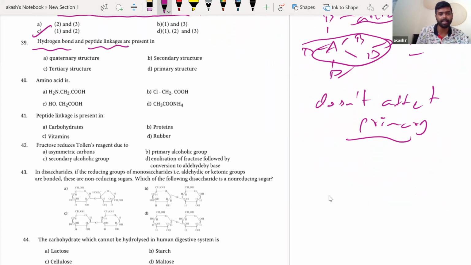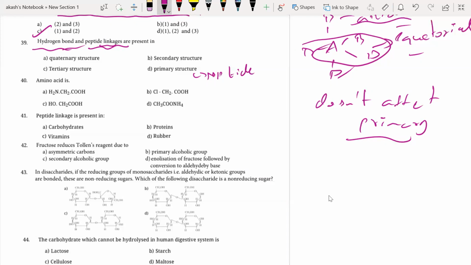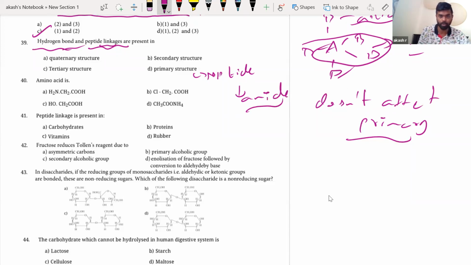Next. Hydrogen bond and peptide linkages. Both should be present. Hydrogen bond and peptide linkages are present in what? Primary? No, primary has only peptide, right? But sir, the peptide bonds are linked with hydrogen bonding, no? No. Peptide is an amide bond. This is a proper chemical bond. We know C double bond O, NH. This is my peptide bond. So this question is wrong, because quaternary, secondary, and tertiary structures, all of them have both hydrogen and peptide linkages. I mean, the question is wrong.